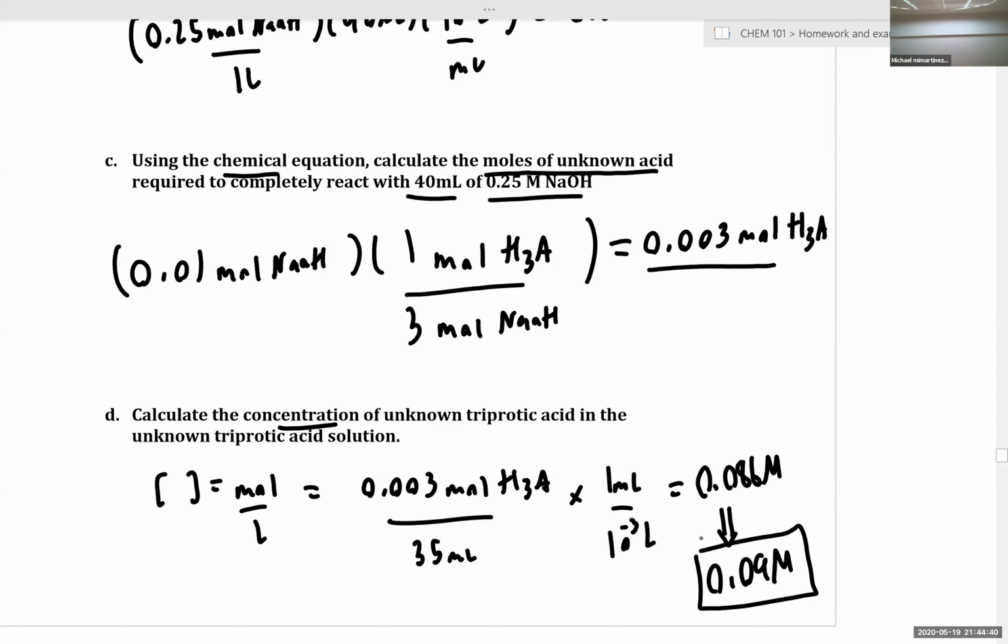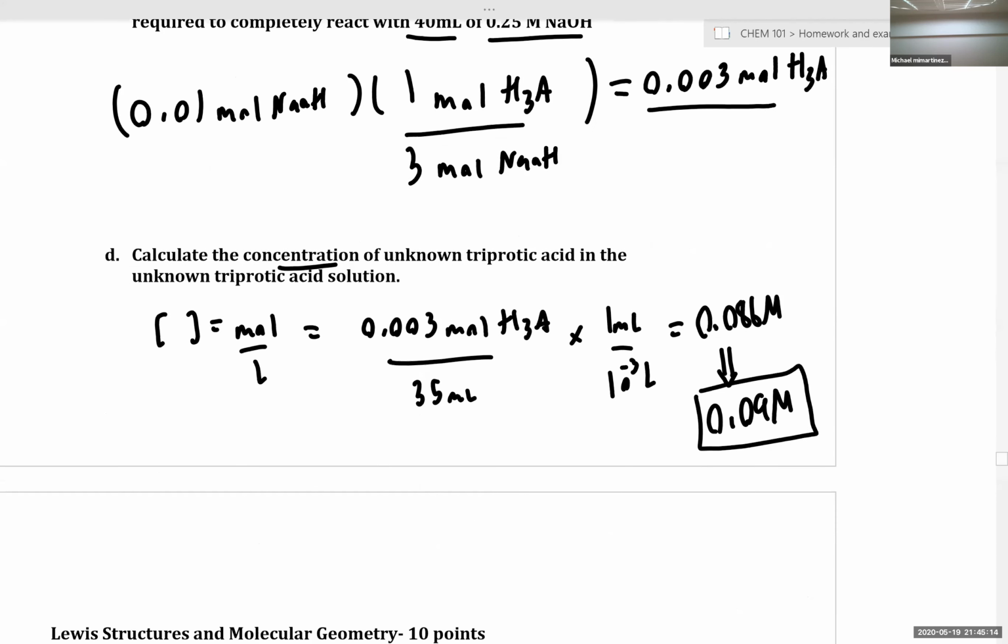Does this example make sense? Does this look very similar to the acid-base titration questions that we've handled previously? Any questions on this example? If not, let's continue on.